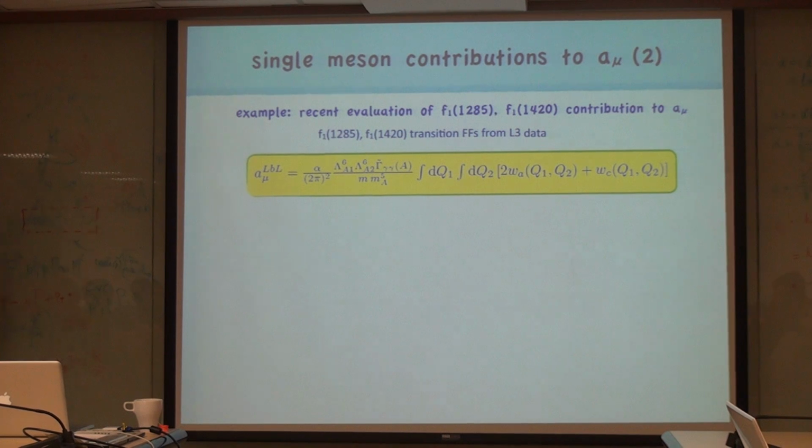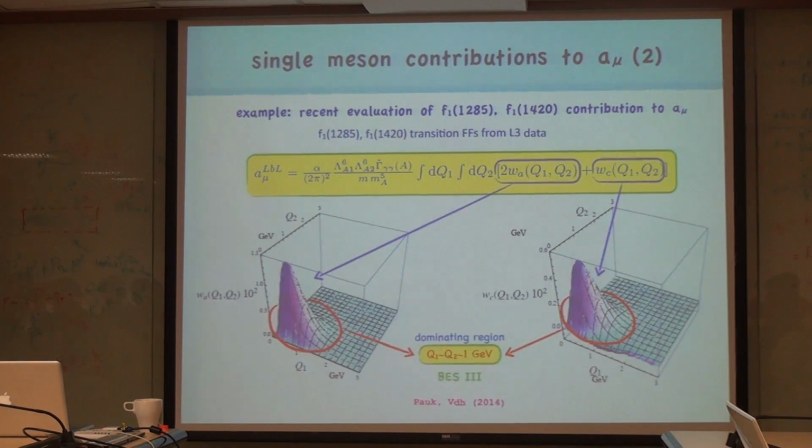So just to give you one example of some recent evaluation which we did here. This axial vector meson, which I showed you is relevant, and the sum rules have shown that this is a relevant state, has been estimated, and one can just write down the contribution to a_mu. This two-loop integral can be written, in Euclidean space, as a two-dimensional integral over the magnitude of the virtuality for one photon and the other, and then you have 2 weighting functions. These 2 weighting functions correspond to the 2 topologies which I've shown you.